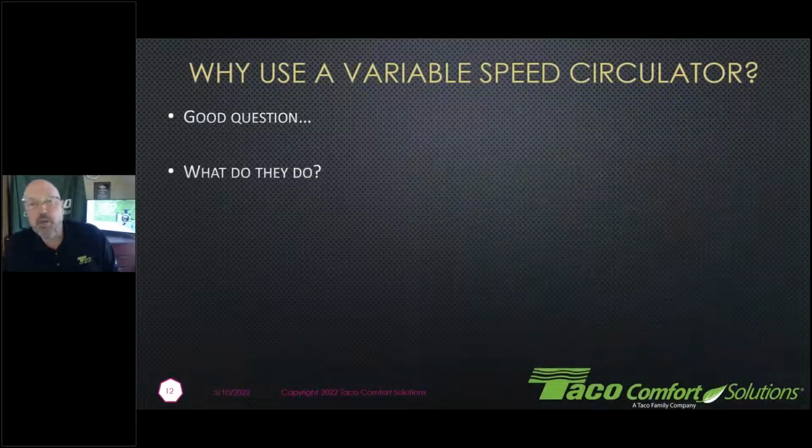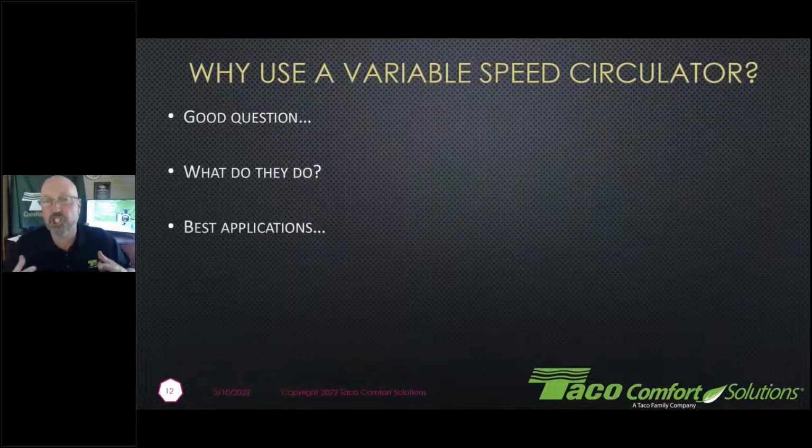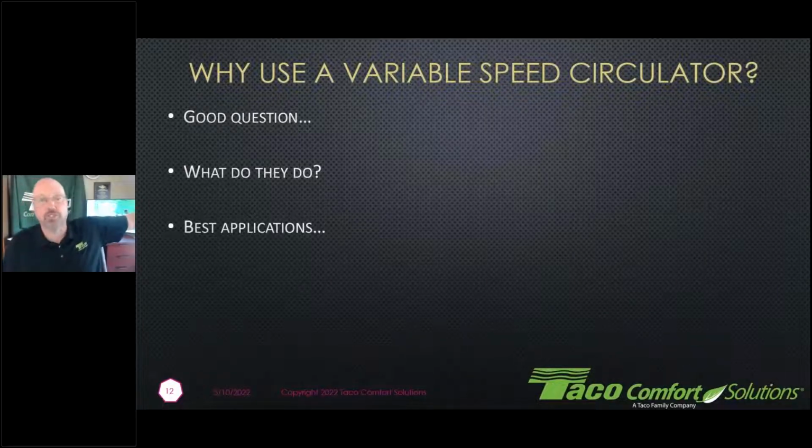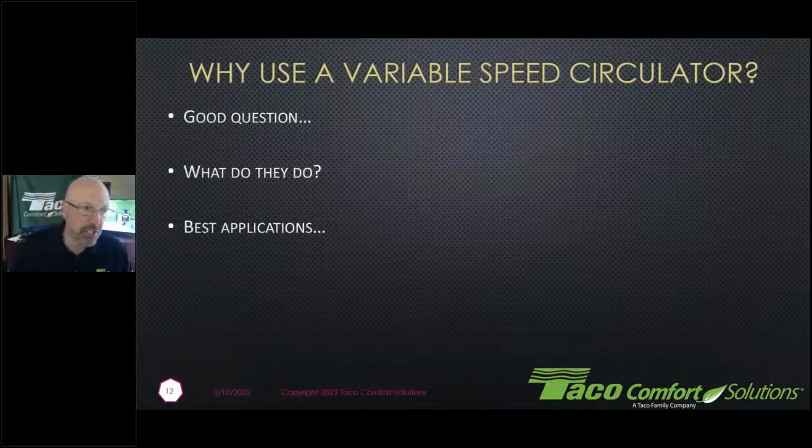So what are they doing? They're speeding up and down as systems change. As the parameters in the house change, as the temperature outside changes, there's a lot of information coming back to this circulator itself. So they're going to change speeds.